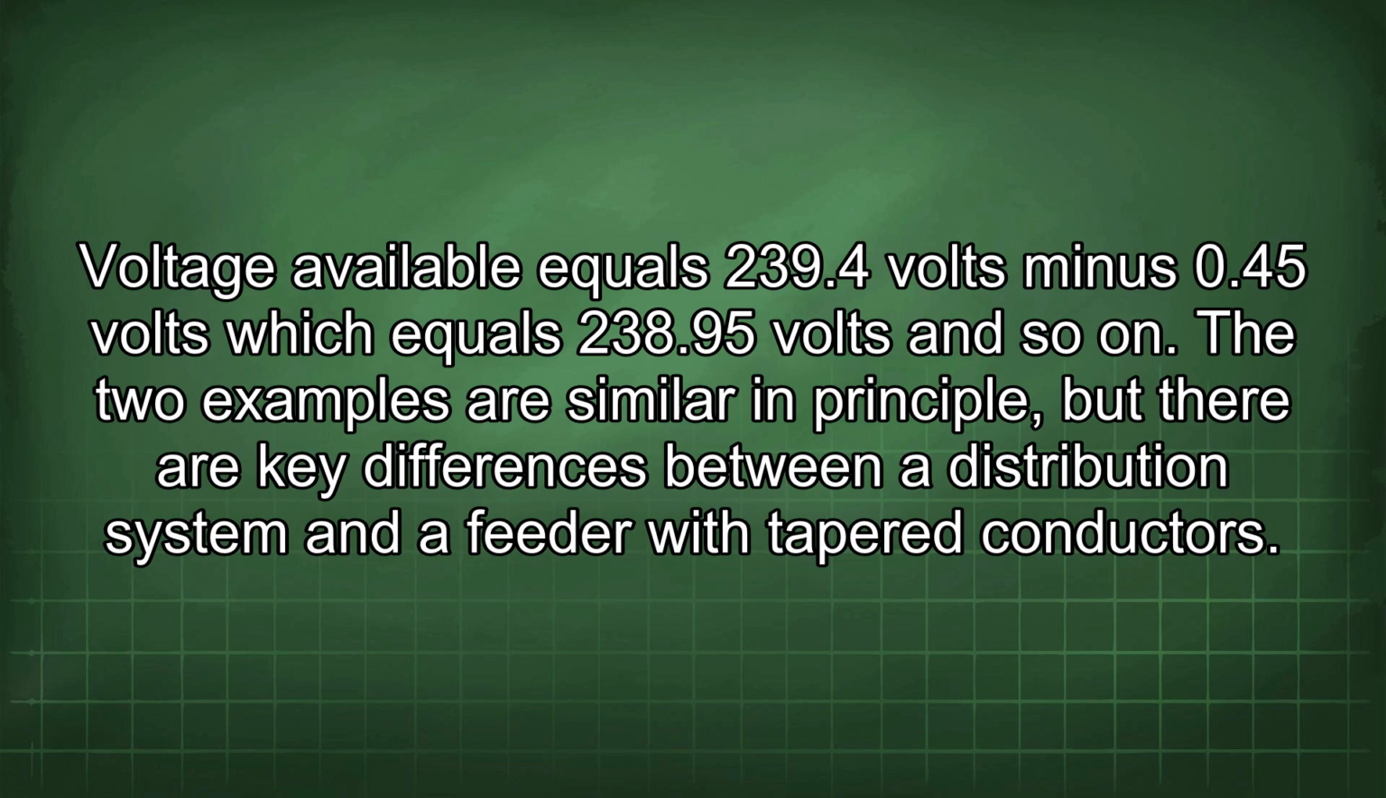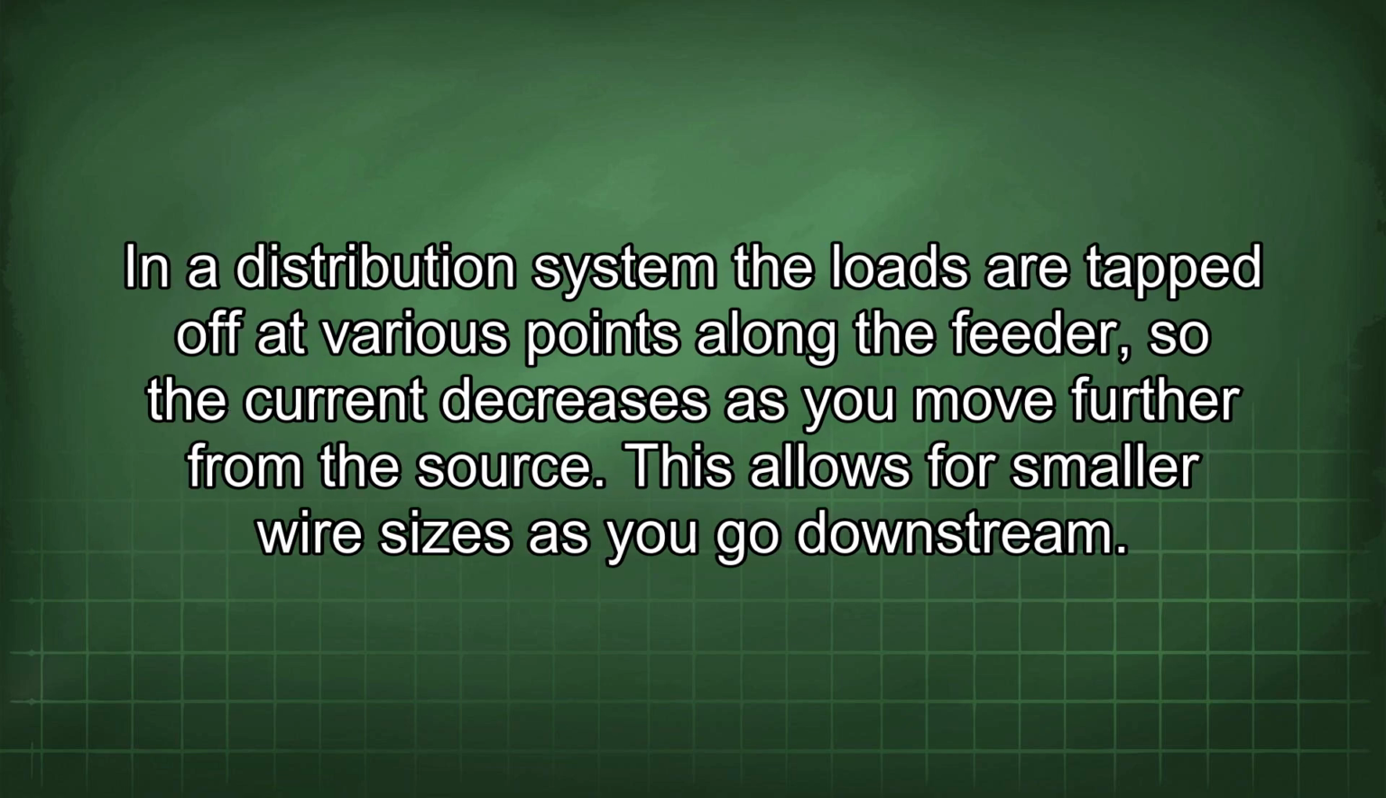The two examples are similar in principle, but there are key differences between a distribution system and a feeder with tapered conductors. In a distribution system, the loads are tapped off at various points along the feeder, so the current decreases as you move further from the source. This allows for smaller wire sizes as you go downstream.